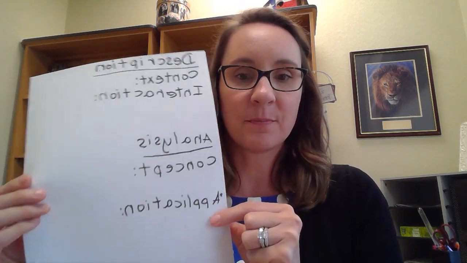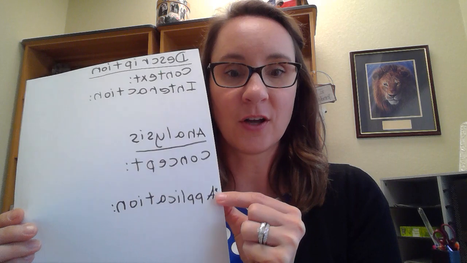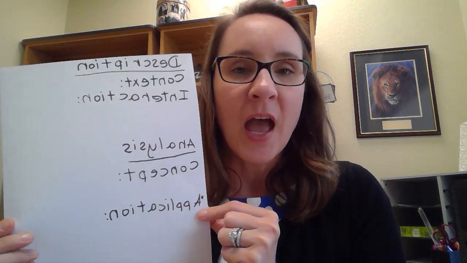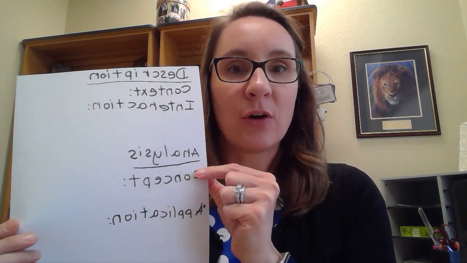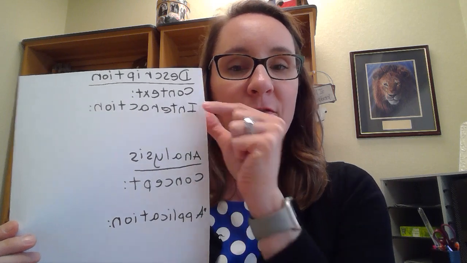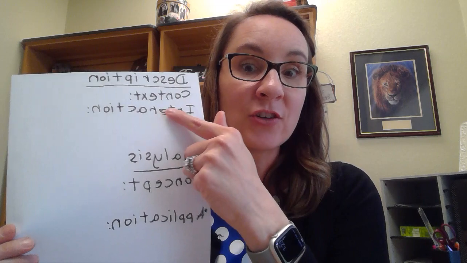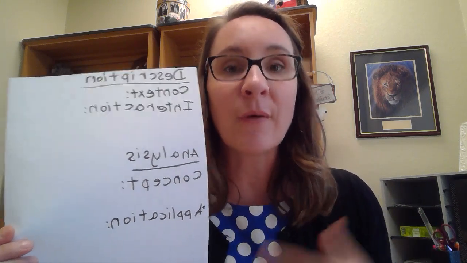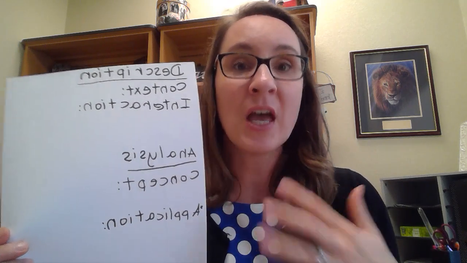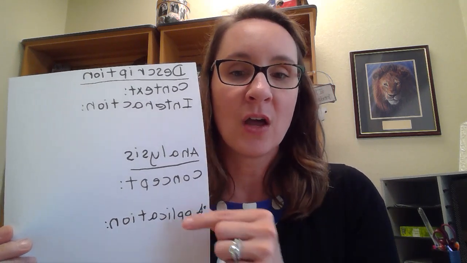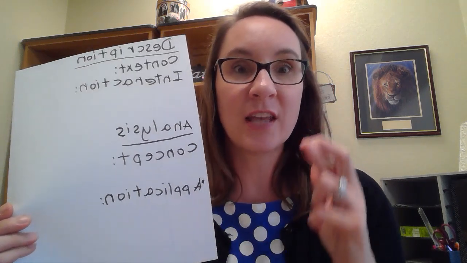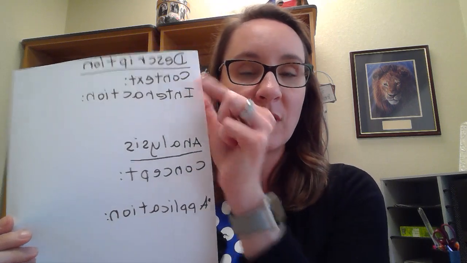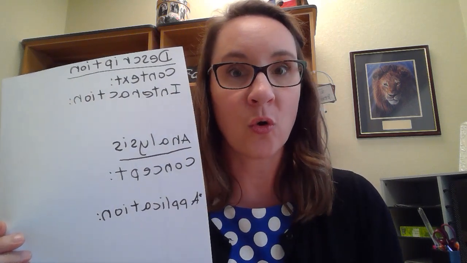After I define it, the most important section, the star, is the application. And this is where you're going to talk about how your concept fits with your interaction. So I'll say, this is how my interaction is actually stereotyping. This is how I experienced stereotyping in my interaction. So your job here is to connect the concept with the interaction. That's your whole goal here.